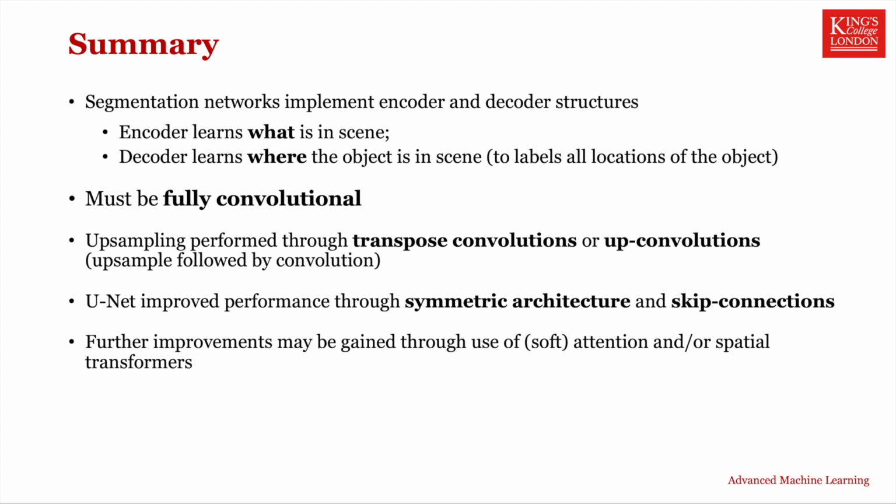To do this, networks must be fully convolutional to support multi-resolution inputs and, importantly, upsampling through either transpose convolutions or up convolutions. UNet remains state-of-the-art, and the key to its success lies in its symmetric architecture and skip connections, which support mapping of high spatial frequencies through the network. However, further improvements might be gained through use of arguably soft attention and/or spatial transformers to focus the network on important regions.